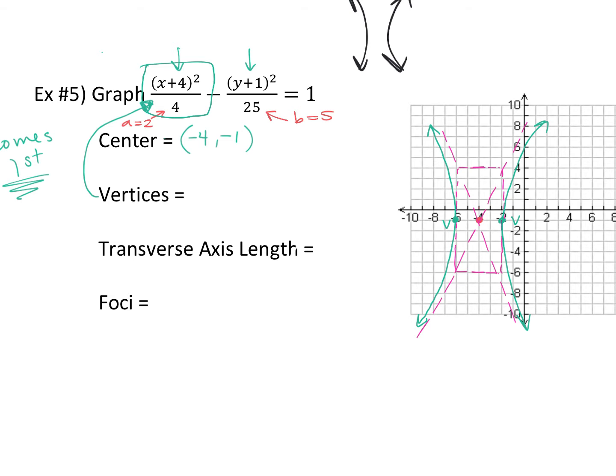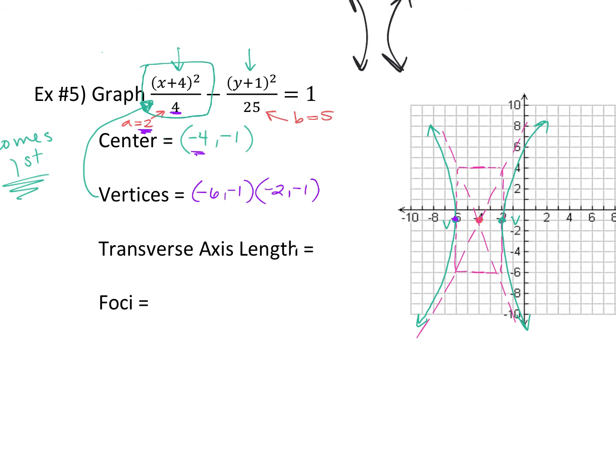Okay, so you can either name those vertices or you can just use your 2, right, to move from your x value. If you move 2 to the left, you'd be at -6. If you move 2 to the right, you'd be at -2. But you can also just see that in the points that you plotted. One of your vertices is (-6, -1). The other one is (-2, -1).